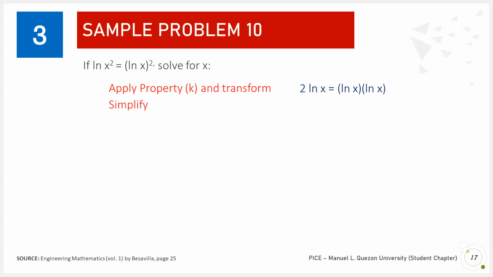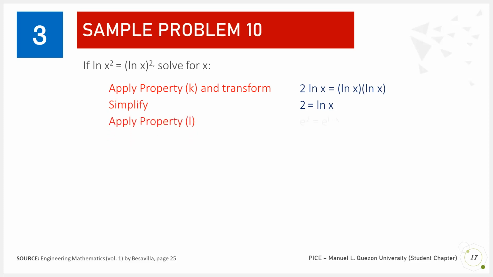So we simplify. Ang ginawa natin is common yung natural logarithm of x sa left and right side of the equation. So, ayan, i-cancel out lang natin siya. So we have 2 is equal to the natural logarithm of x. And the next step is we apply property L.